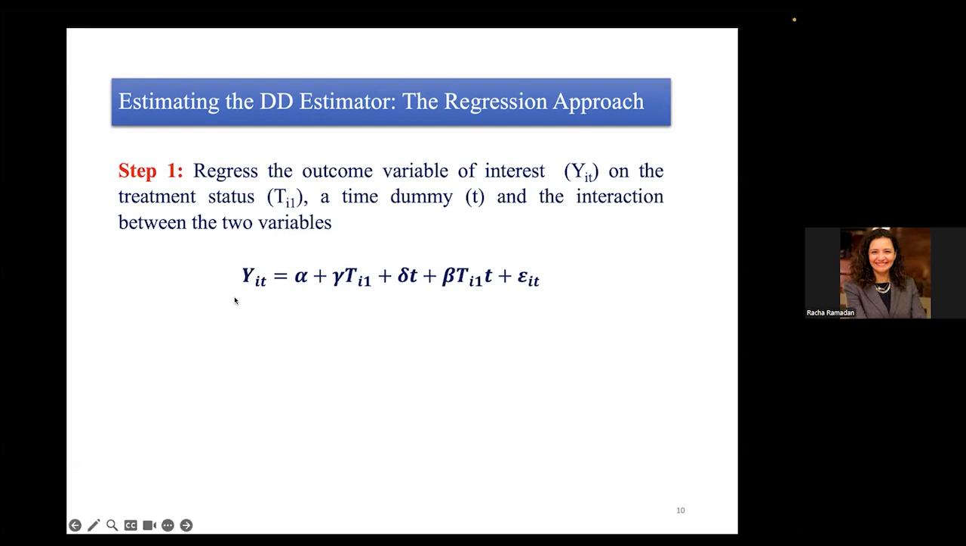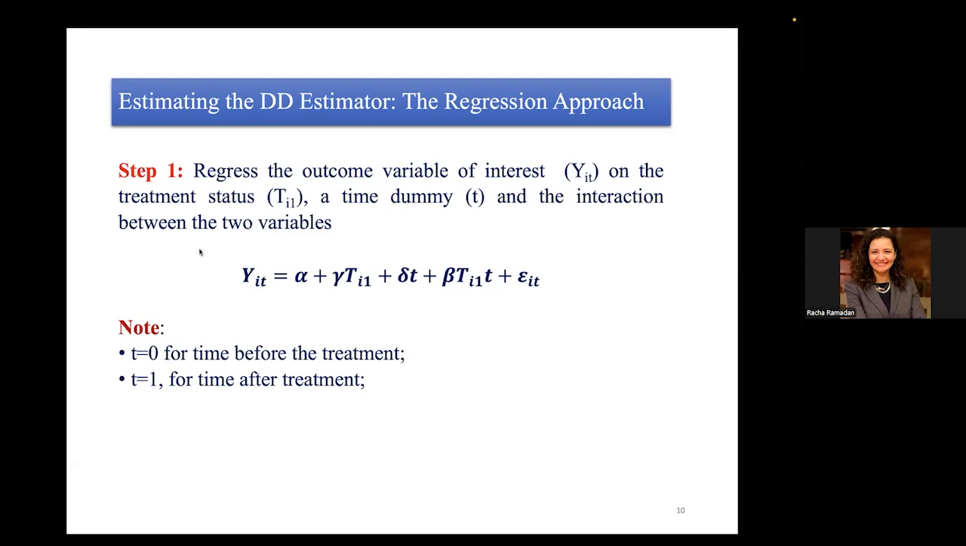We regress Y_it, we have our constant term. We have gamma, the coefficient of the treatment dummy. We have delta, the coefficient of the time dummy, and beta, the coefficient of the interaction between both. And this is our error term verifying all the conditions that we all know about.